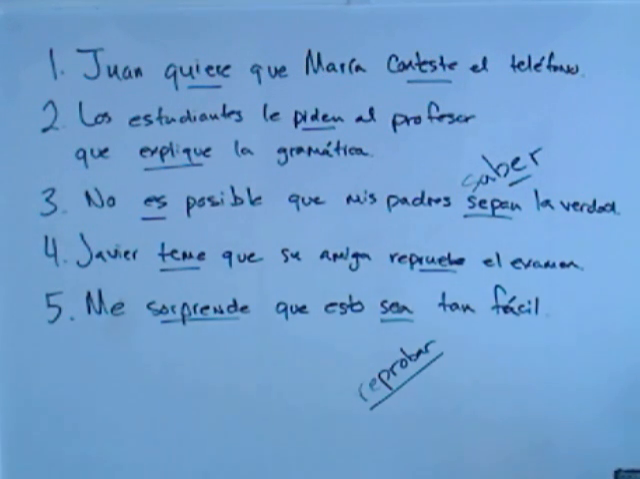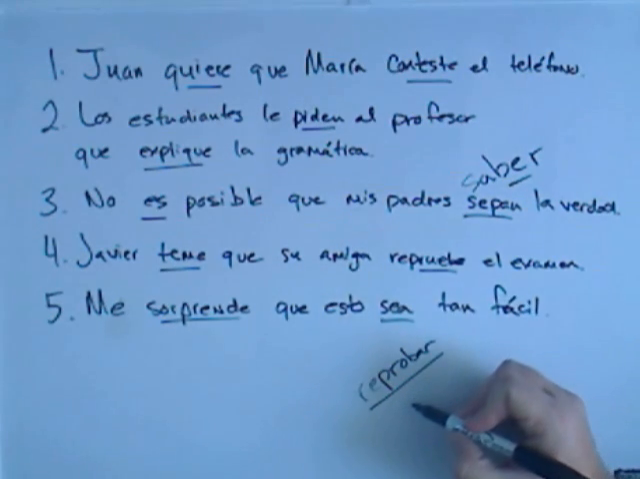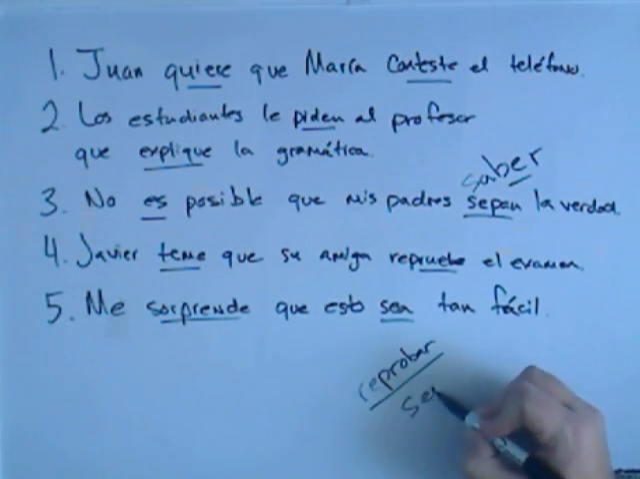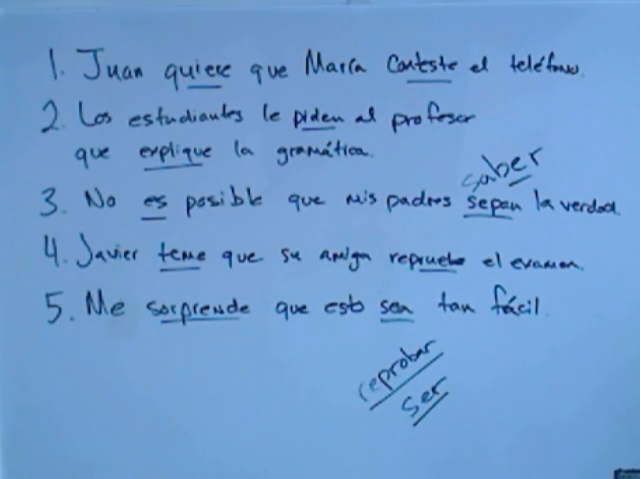Number 5 reads, me sorprende que esto sea tan fácil. Again, sea is the subjunctive of ser. Me sorprende que esto sea tan fácil. I'm surprised that this is so easy.